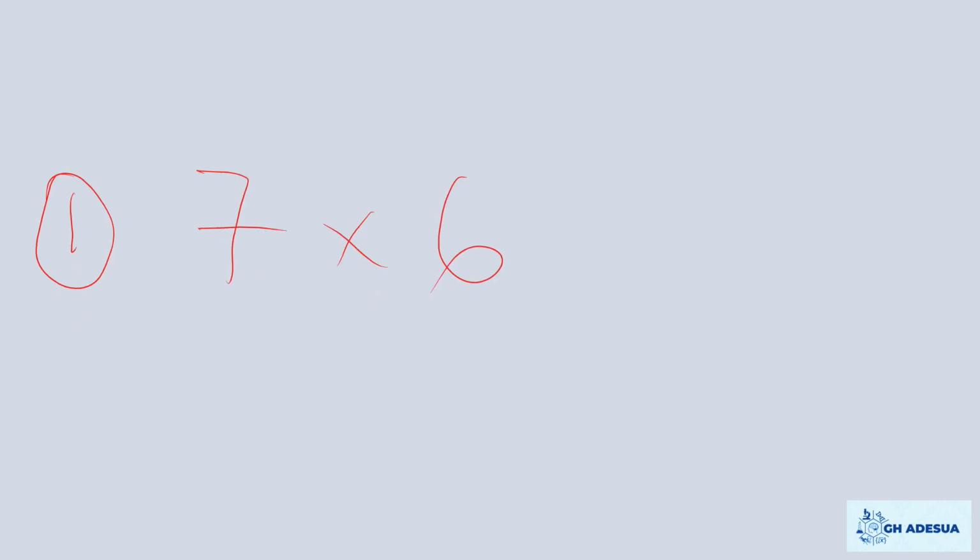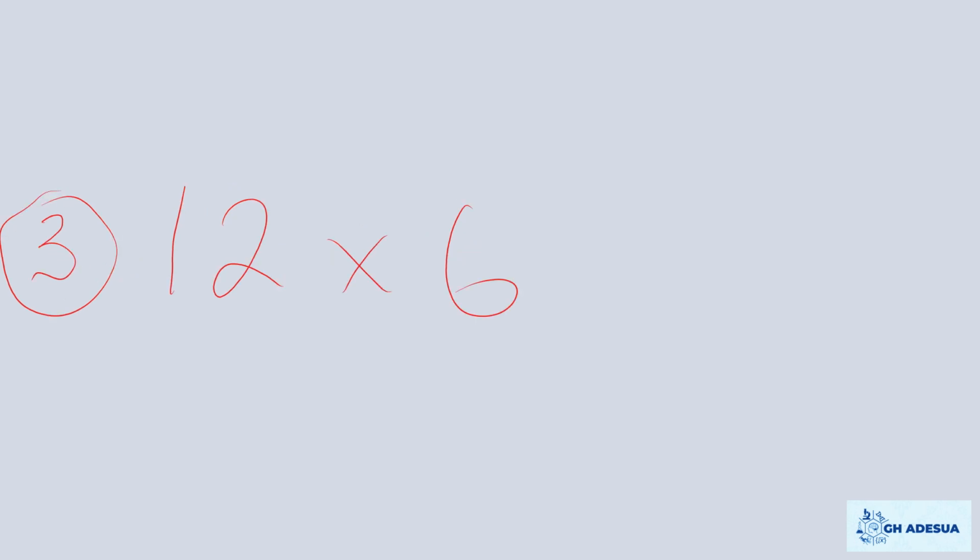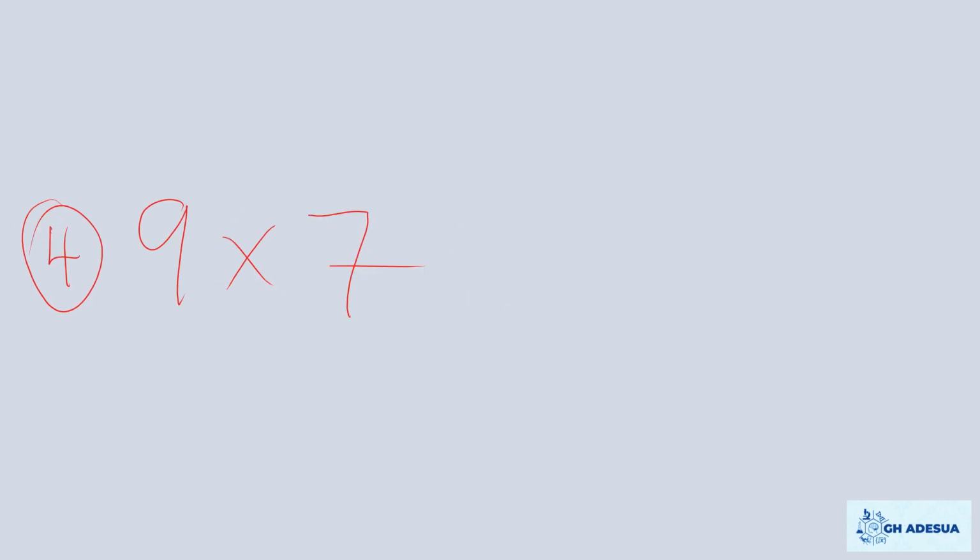Alright, so let's do the marking. 7 times 6 is 42. You can mark yourself. 8 times 4, 32. So you mark yourself. Number 3, 12 times 6, 72.